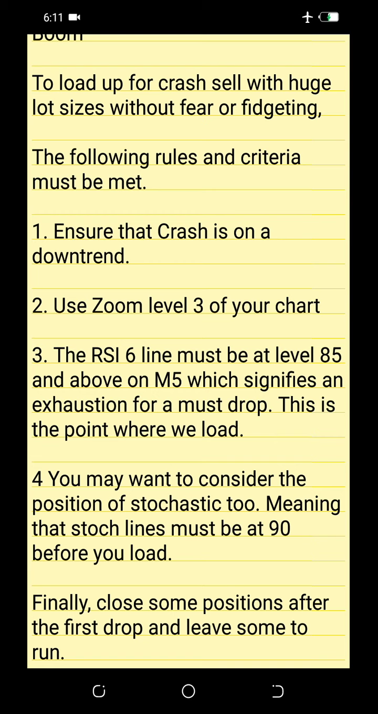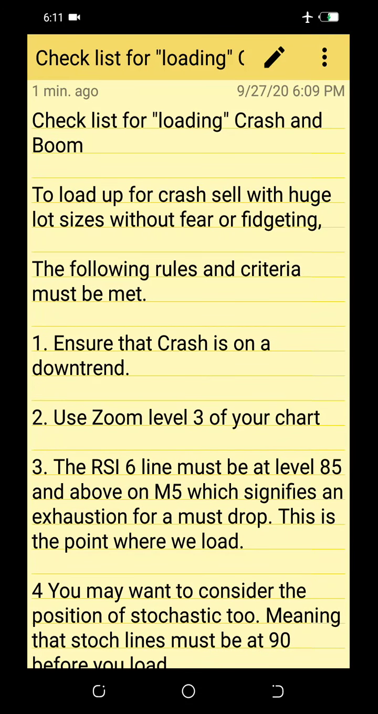All right, and of course that's the market for you. However, I'm not saying it's going to be 100% all the time, but I can tell you 95% of the time you're going to get it right. That's true. Okay, let's get to the stuff. Checklist for loading crash and boom.